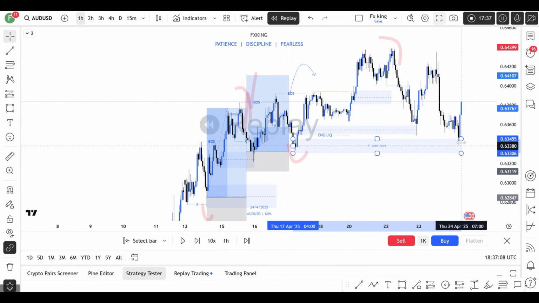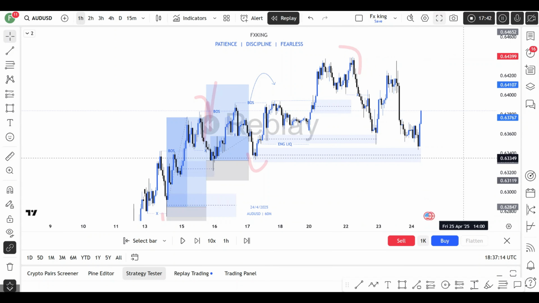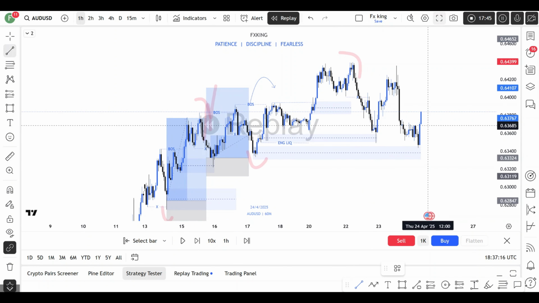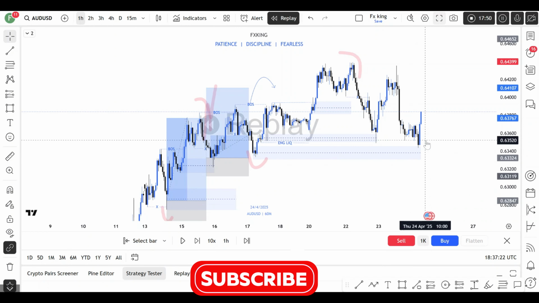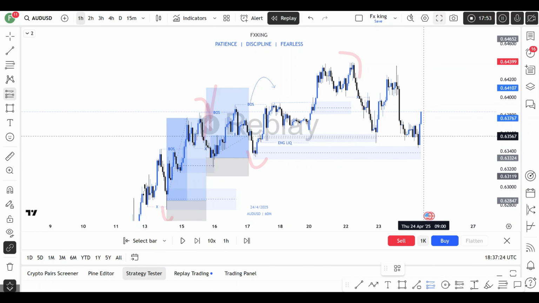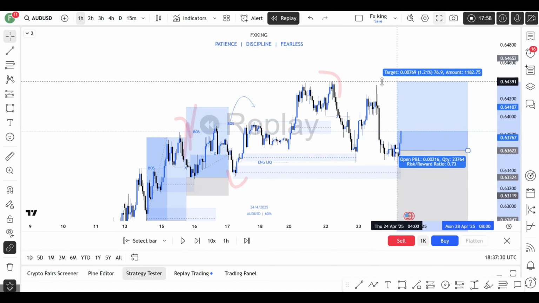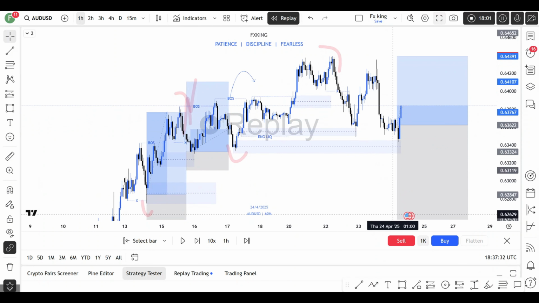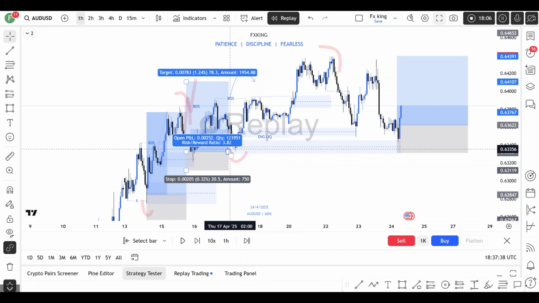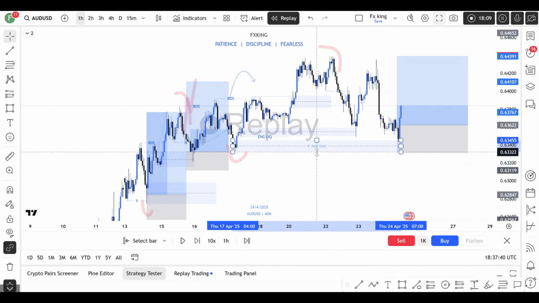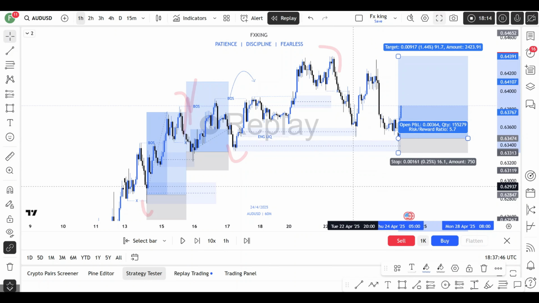Okay, so now we have price has finally mitigated our extreme POI. And if you look cleanly here, you are going to see that we already have a change of character at this level. So on a smaller time frame, on your entry time frame, you are definitely going to see all those things, right? So now what we are normally doing is we are entering our trade and we are targeting the high, right? That is where we expect the next break of structure to be. And we put our stop loss just below our point of interest, right? Our extreme POI.